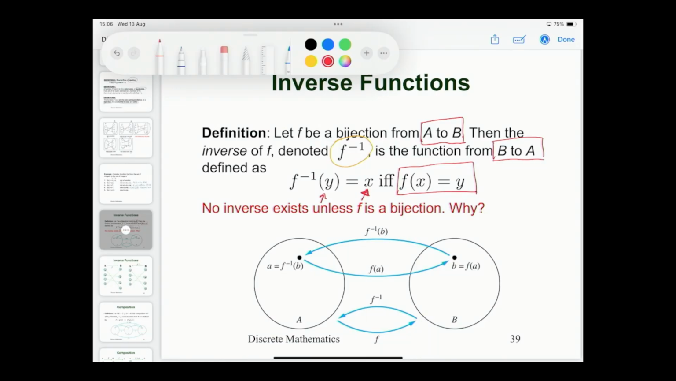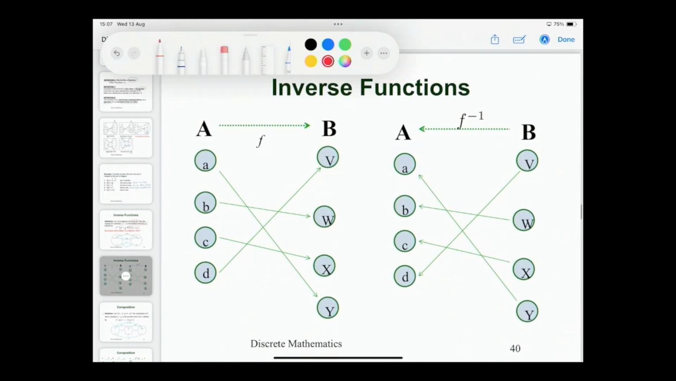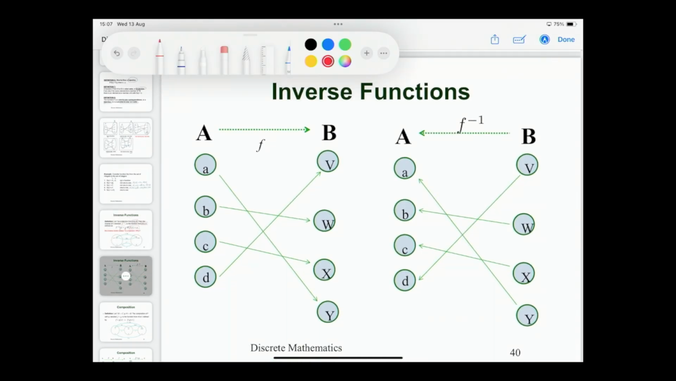From the diagram here, first we have a mapping from set A to set B as a function f, from the left-hand side to the right-hand side. And the f inverse would be backward, from the right-hand side to the left-hand side. Shown in more detail here.